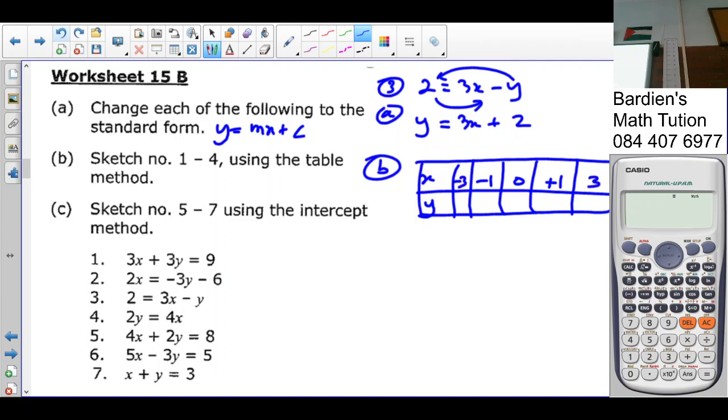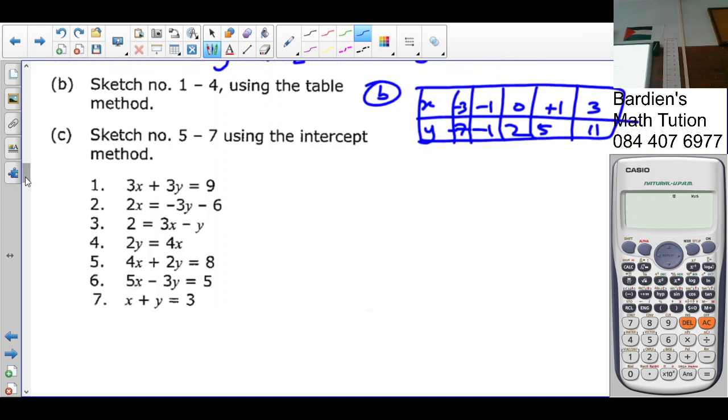Okay. So if I put negative 3 into the equation, what do I get? What is 3 times negative 3? Negative 9 plus 2, negative 7. Put negative 1 in, I get negative 1. Put 0 in, I get 2. Put 1 in, I get 5. Put 3 in, I get 9 plus 2 is 11.